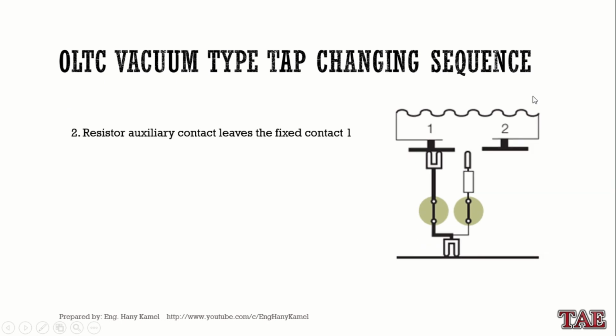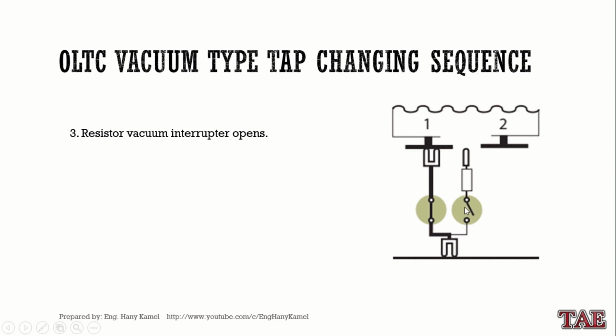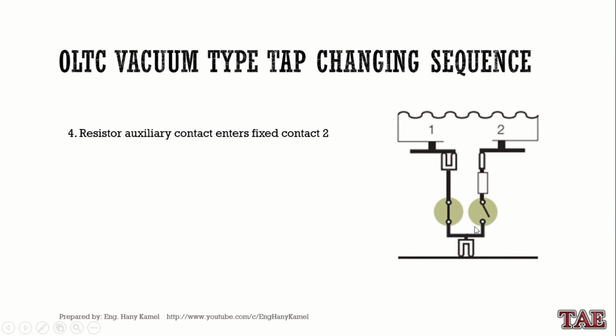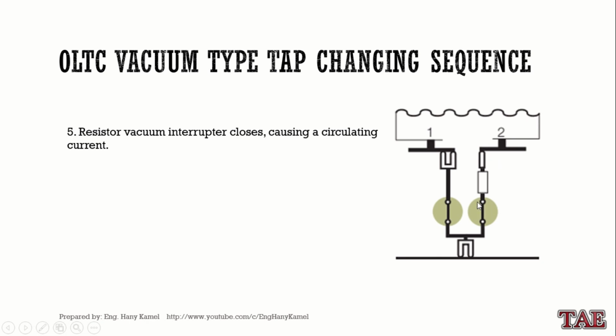First, the transition contact or resistor contact will start leaving tap number 1. Then the vacuum capsule or vacuum switch will open before reaching tap number 2. Now the resistor auxiliary contact will reach tap number 2, and the vacuum switch is still open, so no arcing will happen inside the oil. And now the vacuum switch will close, so the arc only happens inside the vacuum switch and will be interrupted by it.